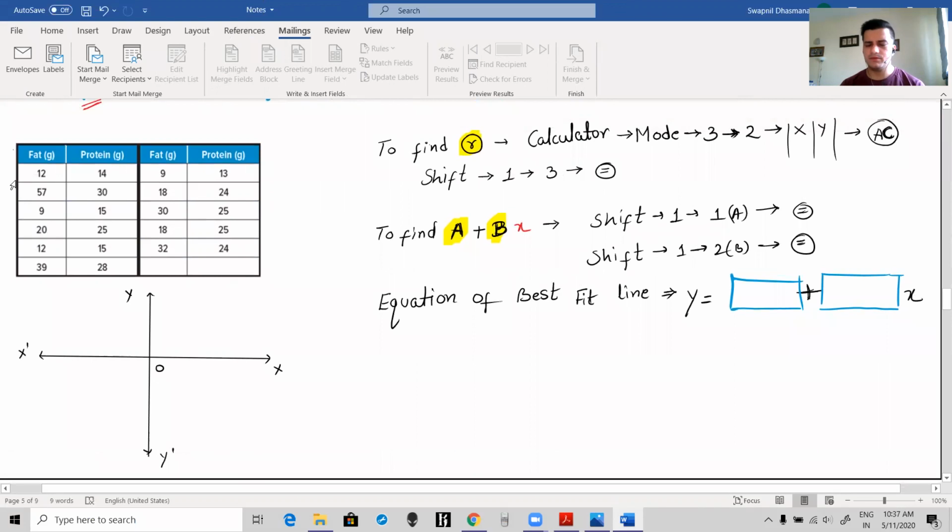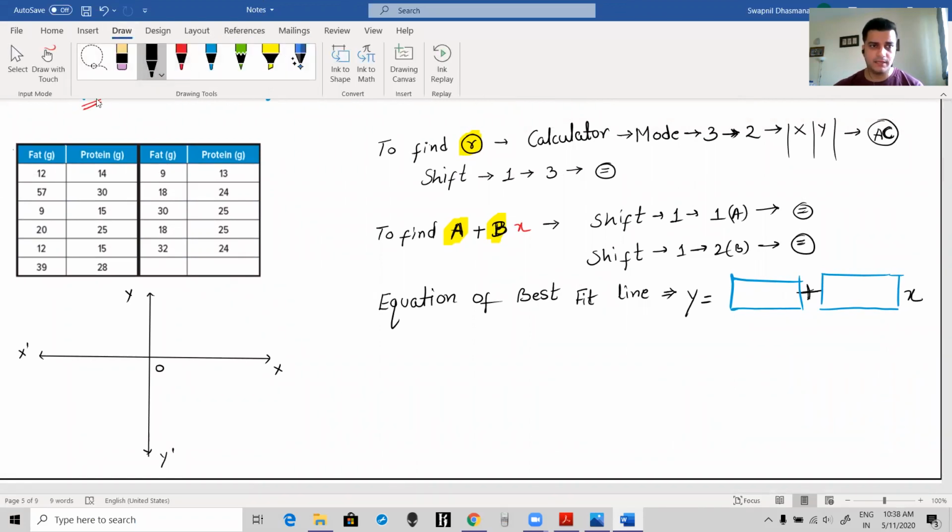There you go. I've written a couple of steps already so that I don't spend a lot of time writing those again. This is the question. This is x and this is y. They want me to plot all these points on the graph. So one way is I plot all these points and then I find the line, estimate it. But that is not accurate. So that's why we have to go through the calculator.